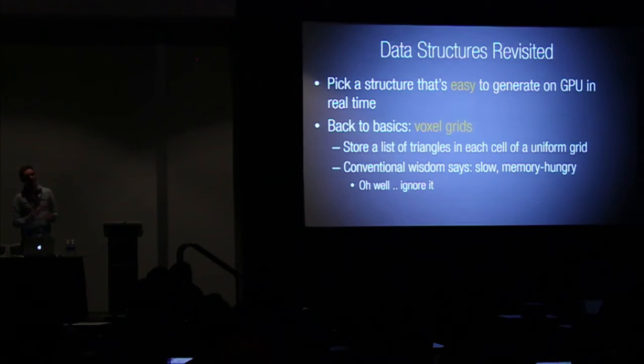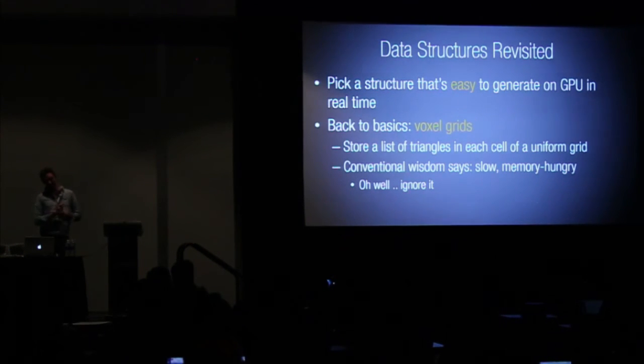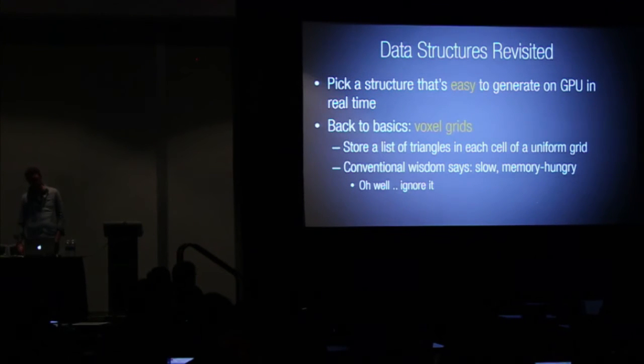So let's go back and revisit the data structures and pick a structure that's actually really easy to generate on the GPU in real time. If we start by thinking about how fast it is to generate rather than how fast it is to trace, we might come up to a better starting point. And the simplest structure you can possibly think of is a grid, a voxel grid. Store a list of triangles in each cell of a uniform grid and store which triangles intersect each cell.